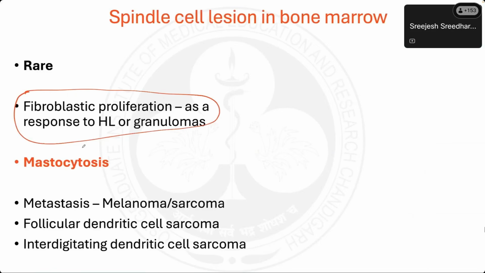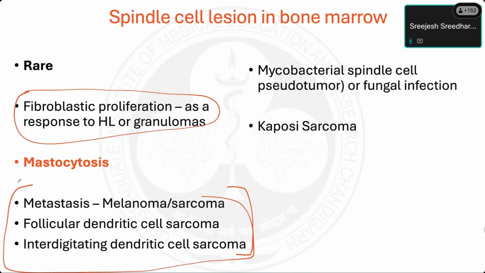So we should always think about Hodgkin's lymphoma infiltration, but this is looking beyond that. You should always think about mastocytosis. Even though this is a bone marrow, just imagine this is skin; we think about mastocytosis. Other sarcomas can rarely involve marrow and can have spindle morphology, very uncommon. This is an HIV positive patient, so Kaposi sarcoma is another differential diagnosis, again very uncommon.